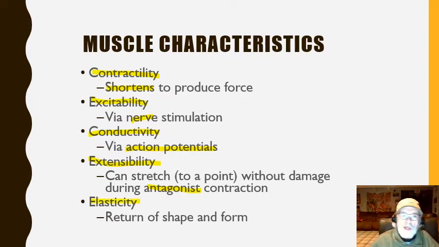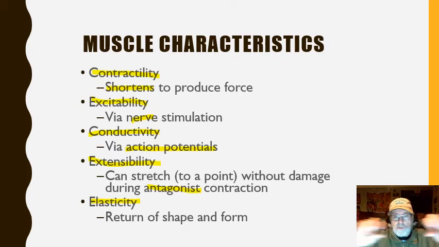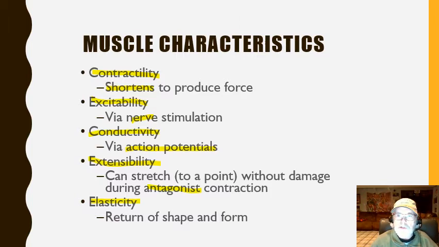We know that muscle has to be elastic, simply because when it stretches, it has to come back to its normal relaxed shape and form. So that's a little bit of the elasticity that we see with muscle. So: contractility, able to shorten; excitable by nerve stimulation; conductivity, able to take that nerve stimulation and produce that electrical gradient change along the surface of the muscle; extensible, it can be stretched a little bit; and elastic, it comes back to its normal shape. These are some very specific muscle characteristics that we should think about.